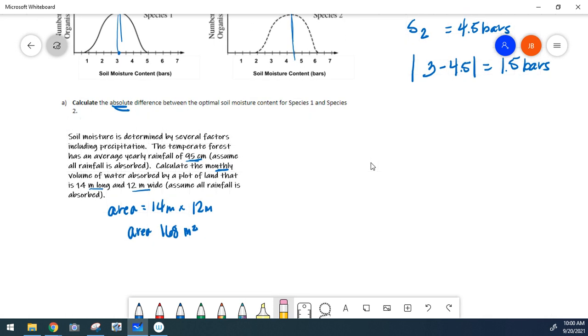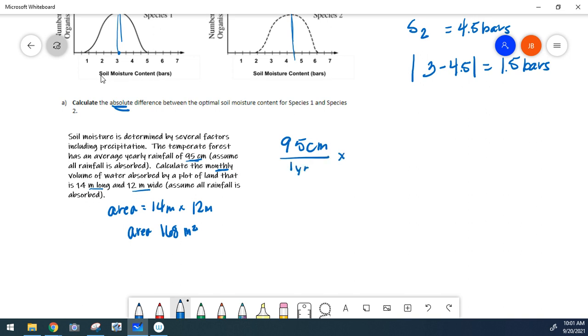Okay. And the next one says soil moisture is determined by several factors, including precipitation. The temperate forest has an average yearly rainfall of 95 centimeters. Calculate the monthly volume of water absorbed by a plot of land that is 14 meters long and 12 meters wide. Assume all rainfall is absorbed. All right, so for this one, we're going to start with 95 centimeters of rain in 1 year.